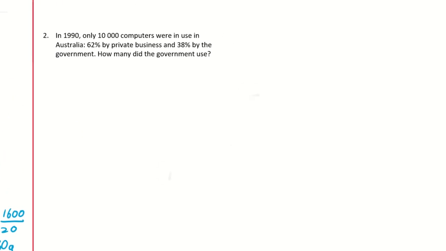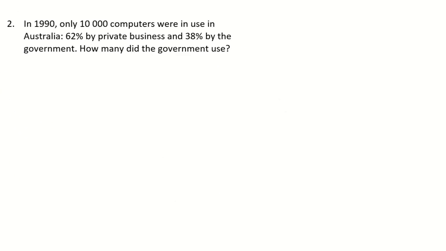Let's have a look at this worded problem. In 1990, only 10,000 computers were in use in Australia. 62% were used by private business and 38% were used by the government. How many computers did the government use? Okay, so the first thing we need to do is, well, we're only looking at the government's use. So we'll look at 38% were used by the government. So that's what's relevant. Okay, there's more information here than we need. Now we also know that in total, there was 10,000 computers.